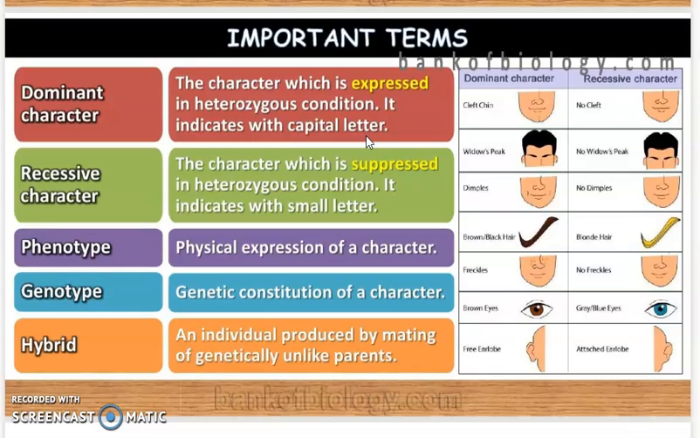So if you take capital T and small t, we know that tallness is the one which it will code for. So that is the dominant trait. Right? And the recessive trait, the trait which is suppressed in heterozygous condition, is indicated with a small letter. Example, small t, it is a suppressed character.